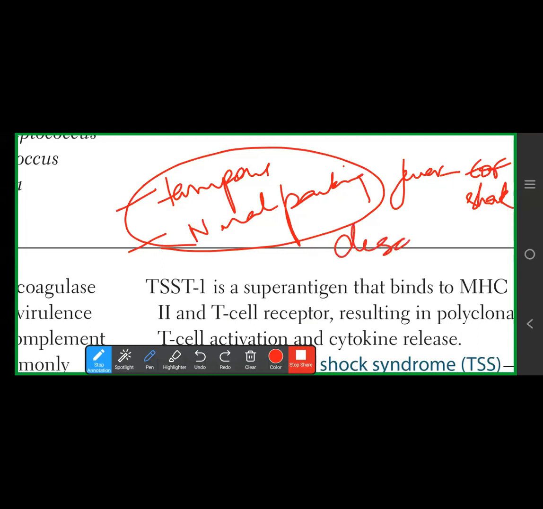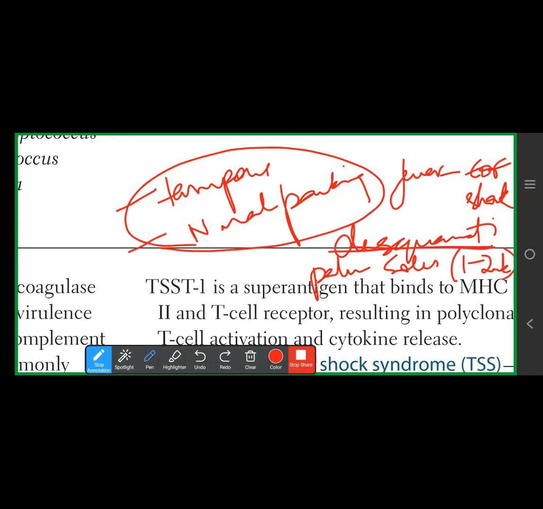Desquamation is a very important symptom of your TSST1. Okay, it is basically happening only in the palms and soles. This desquamation is very particular for the palm, and it's very particular for the sole, and it's going to happen 1 to 2 weeks after the onset of the illness.